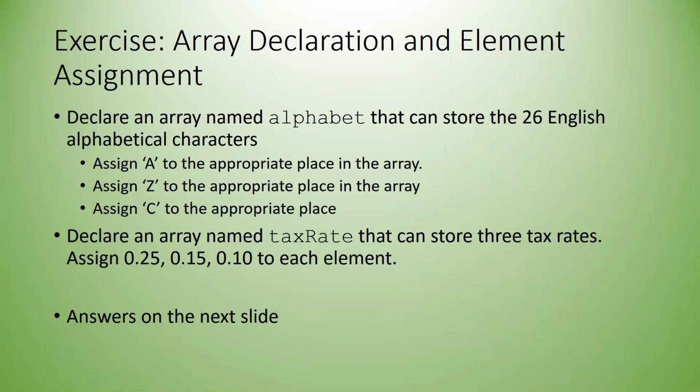Okay, good. So array declaration: declare an array named alphabet that can store the 26 English alphabetical characters. What data type should this be, everybody? A char. Char, right? And then, what's the index for A? 0. What's the index for Z? 25. Yes. What's the index for C? 2. Yes, you're right, 2. Okay, an array named text rate that can store 3 text rates. This would be double, right?